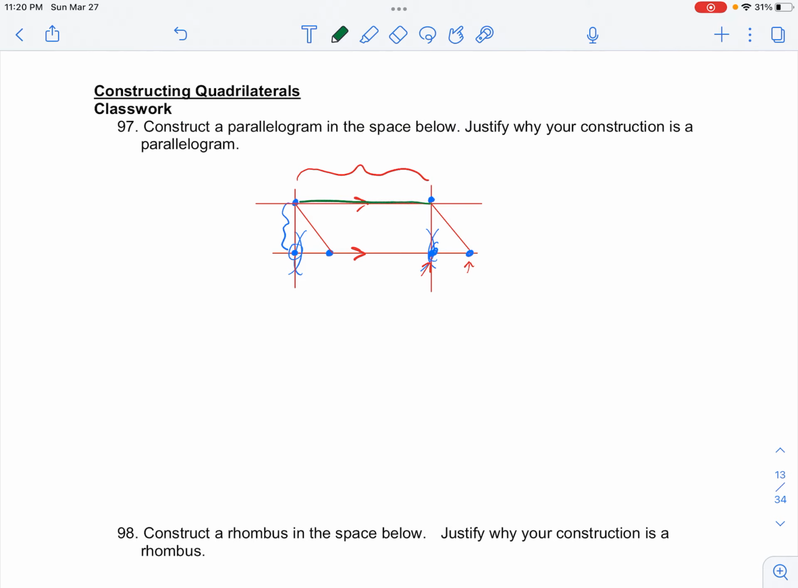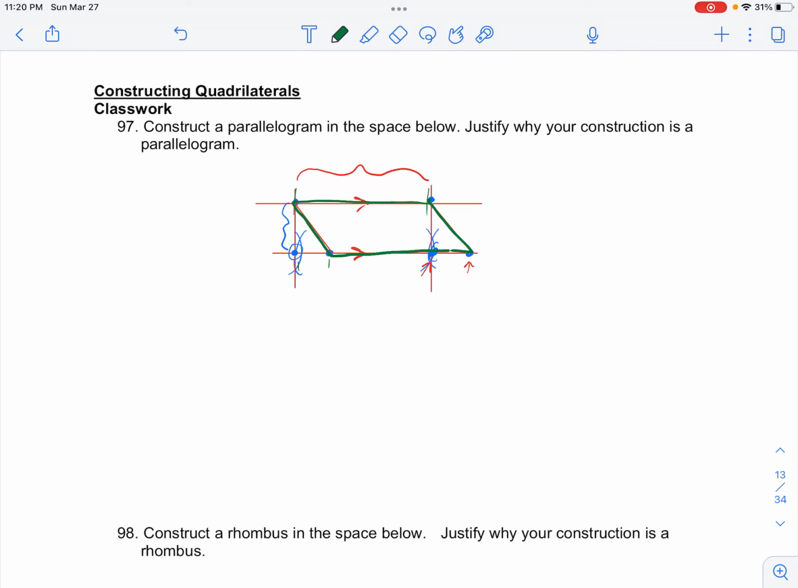So we can go ahead and confirm using a compass that our opposite sides are congruent, but we can justify that they're congruent because in the beginning we set this measure as one measure of our side length, which was just shifted over by this distance when we constructed the second side length.